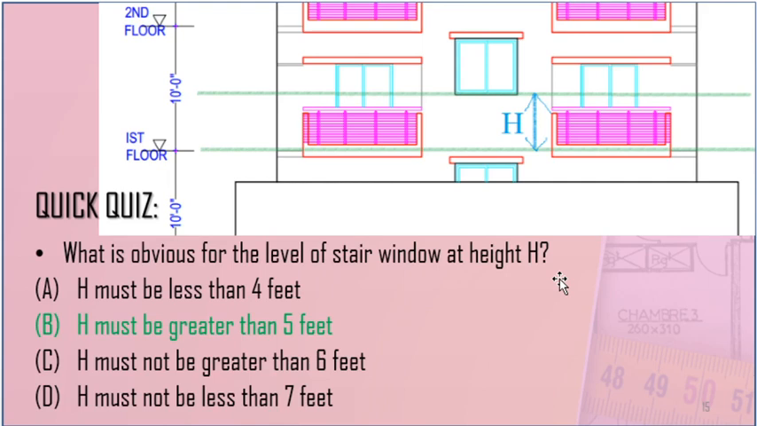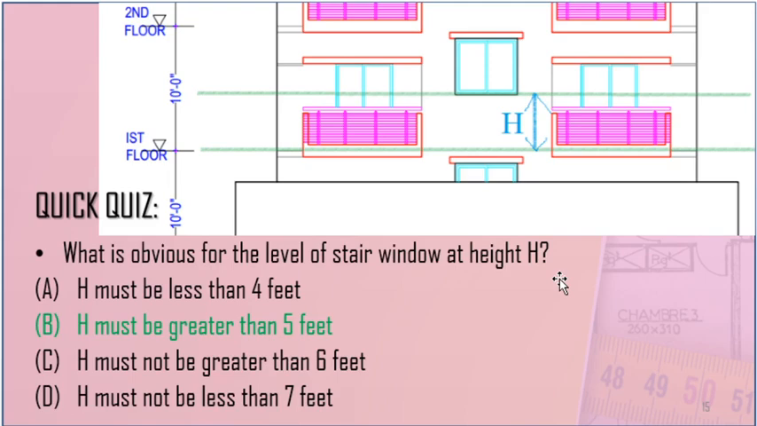And D, h must not be less than 7 feet. That is also not obvious here. It may be less than 7 feet. Say, for example, as we have discussed, it may start from 6 feet or 6.5 feet. Anything above 5 feet is possible. So that is our answer for this question.